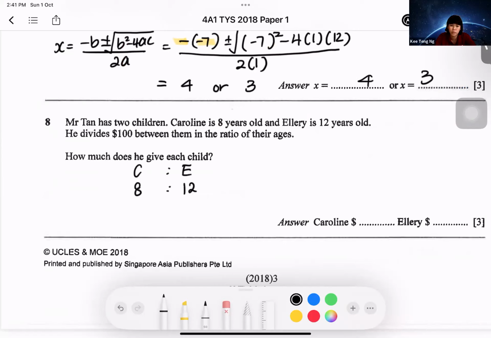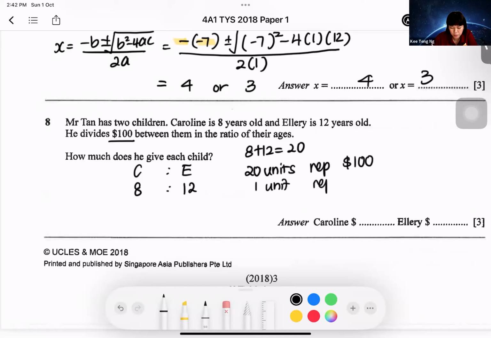So those of you who want, you can simplify the ratio. If not, you find the $100 is between the 2 of them, right? So we find the total number of units, 8 plus 12 to give you 20. 20 units represent, please do not put equal, represent is proportion, right? Represent $100. So find 1 unit is how much? Okay, then you divide by 20, change back your mode, and give you $5.